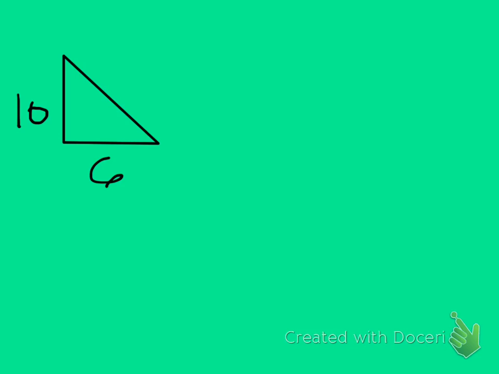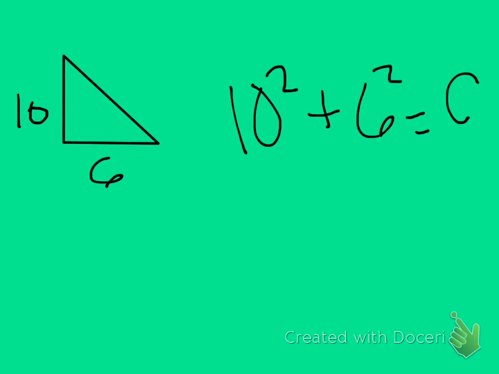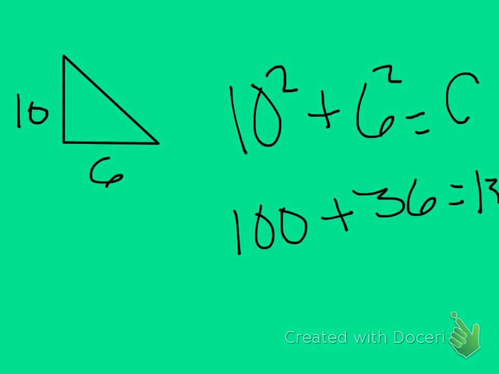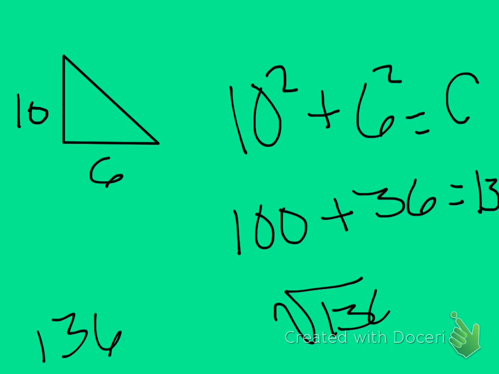Our next triangle, the legs are 10 and 6. So the Pythagorean theorem says 10 squared plus 6 squared will equal your hypotenuse, which is C. 10 times 10 is 100. 6 times 6 is 36. 100 plus 36 is 136. The square root of 136 is 11.7. This will be your hypotenuse.